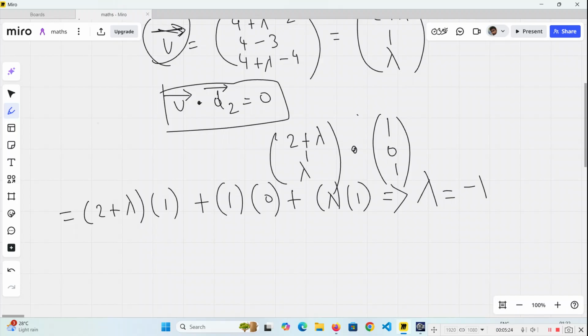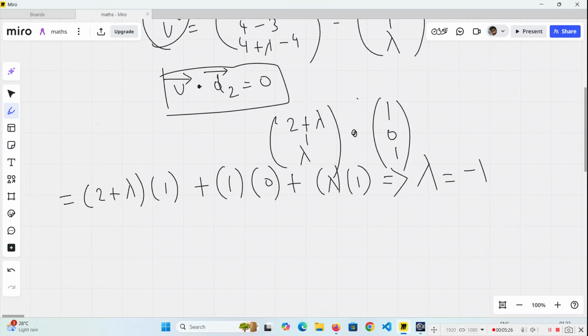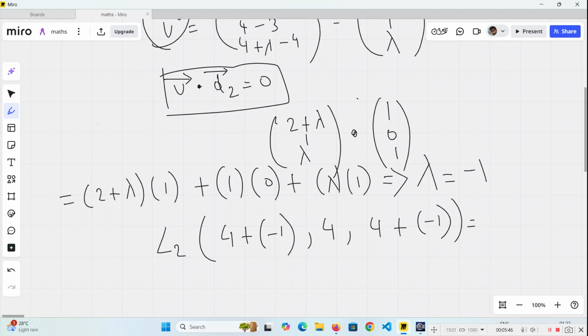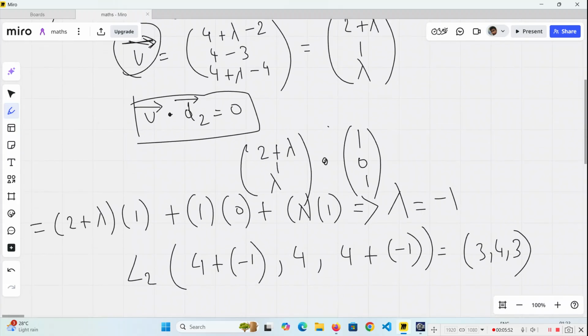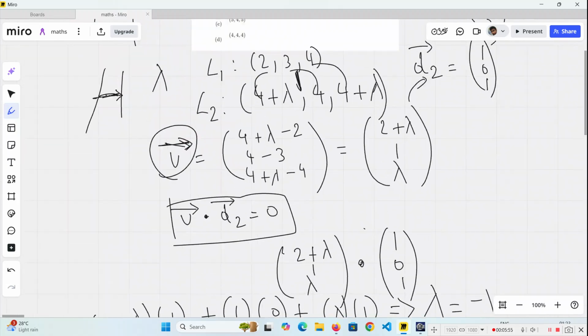So this is the parameter. Now the job is done, we have got the parameter. Now just substitute it in the L2 parametric form. 4 plus lambda, so 4 plus -1; the next one is 4, and the next one is 4 plus -1. So the point on L2 is 3, 4, 3. So this is the closest point.